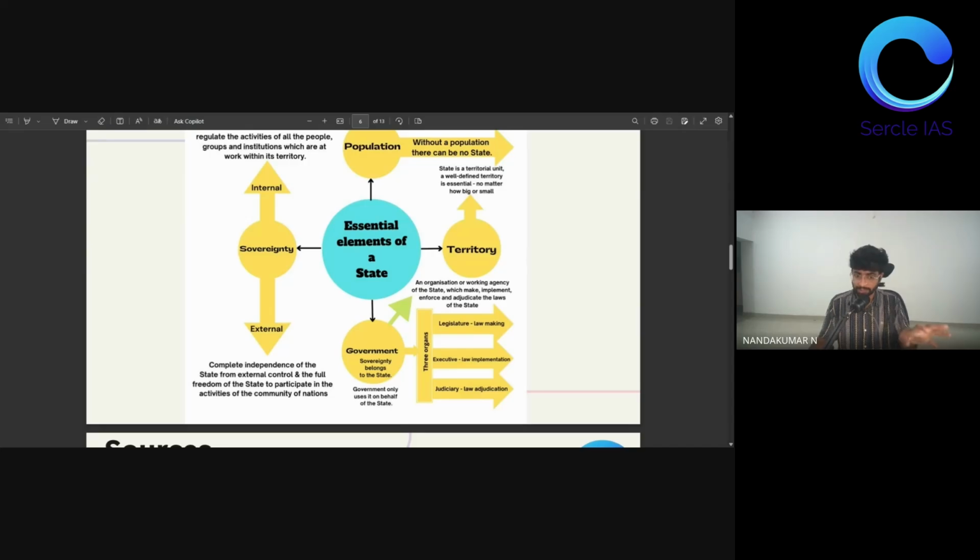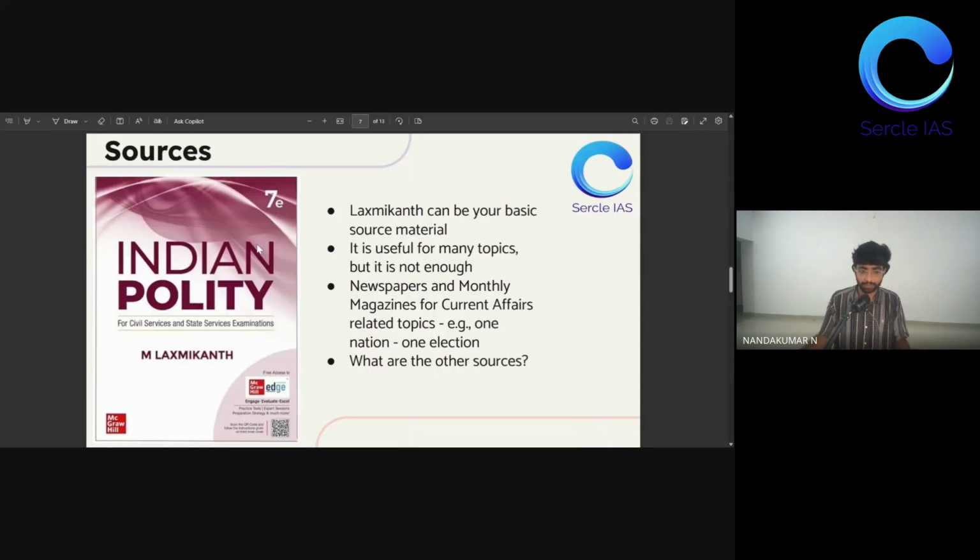Is it clear? So, this is how the idea of state works. Definitely, Lakshmikant is a holy textbook for Indian polity. It can be your basic source material. It is useful for many topics for both prelims and mains. But for mains, it is not enough.